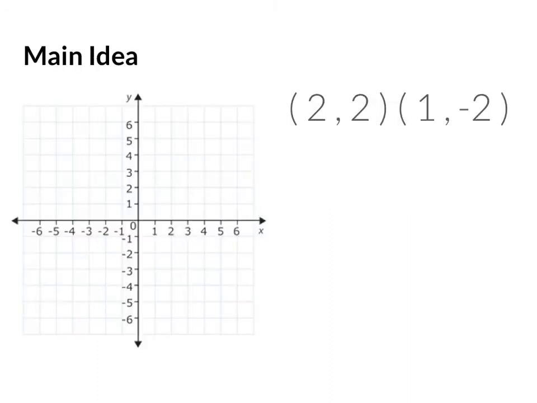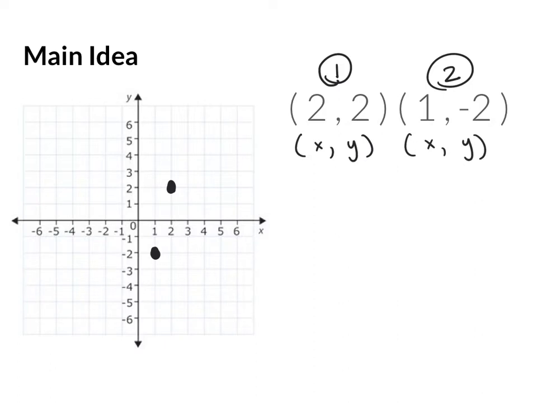In today's lesson, we're going to find slope when given 2 points. Now, during our lesson today, we're going to be working with a formula, but before we learn that formula, I want us to graph these 2 points. Our first point is (2, 2), which is here. And our second point is (1, -2), which is here. And these are our x values and y values for our coordinates.